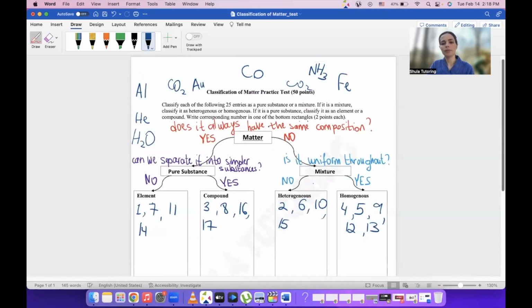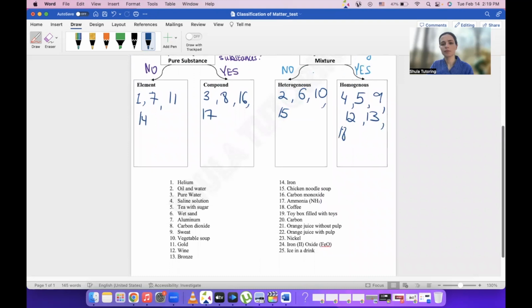Does it always have the same composition? We all know that there are so many different ways to make coffee. So no, it's a mixture. Is it uniform throughout? Yes, because coffee and sugar and whatever else you add in there is dissolved in water. So that makes it a homogeneous mixture.